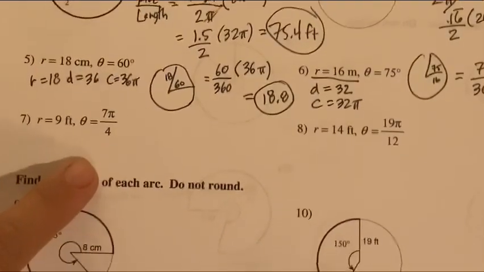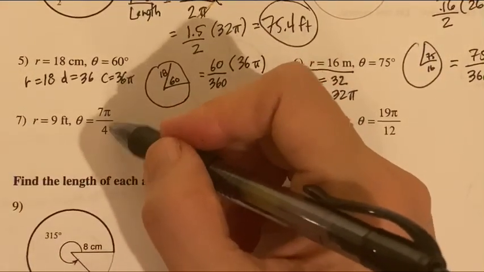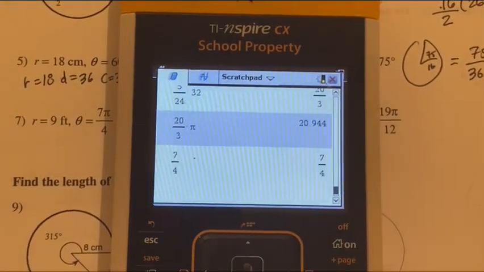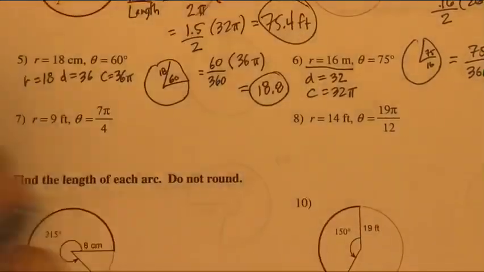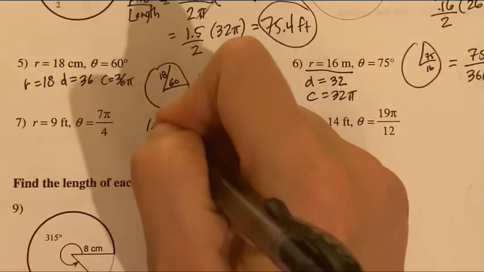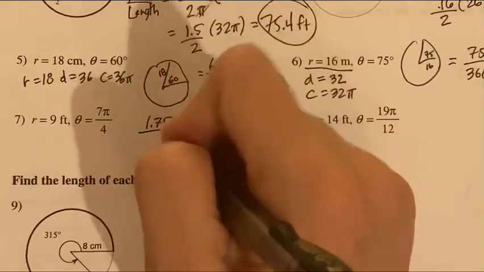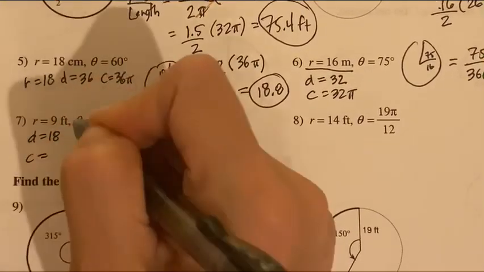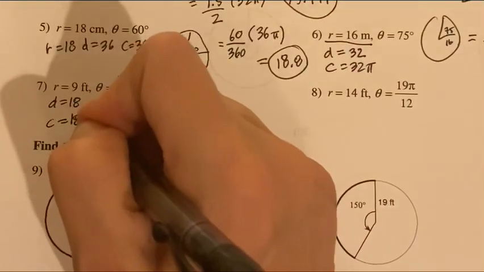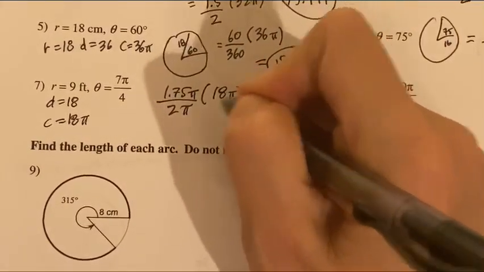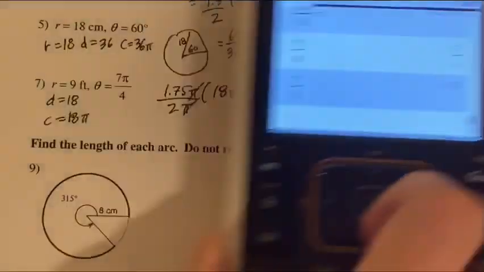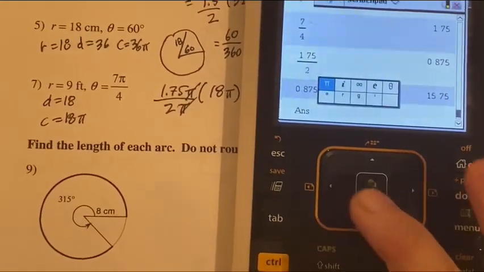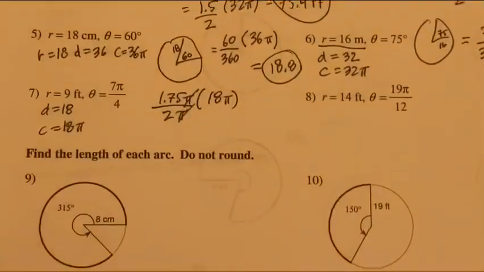All right, now they've given it to us in 7/4 pi. So 7 divided by 4, enter, is 1.75. So this is 1.75 pi all over 2 pi times my circumference. So let's find that circumference. If radius 9, diameter 18, circumference 18 pi. So these pi's cancel. So I got 1.75 divided by 2, enter, times 18, enter, times pi, enter. 49.5.